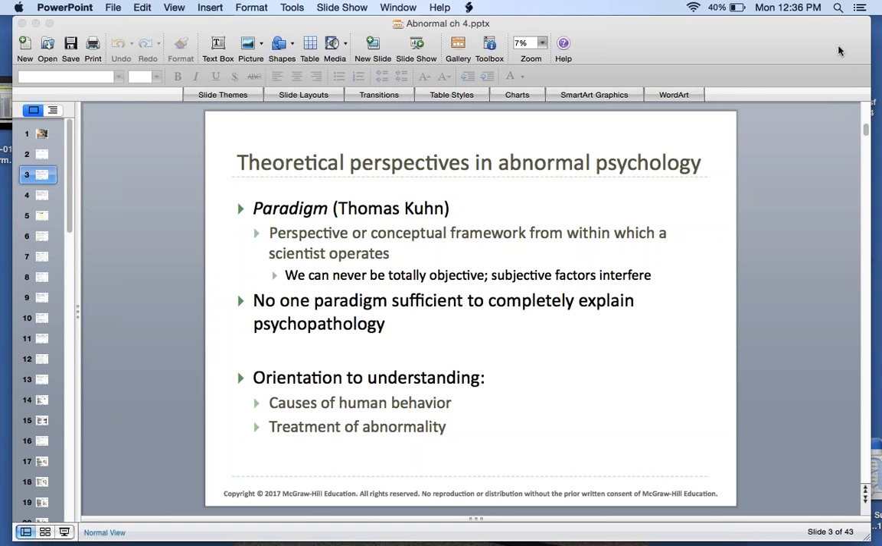Okay. We must say that no one paradigm completely explains psychopathology. So it is important to know these different types of ways that we see psychology and see mental health issues, so that you can take a few of them and use them as they pertain to your particular client or that particular client's issue. Okay? This is generally just an orientation to understanding. How do we understand the causes of human behavior? How do we understand the treatment of abnormality?